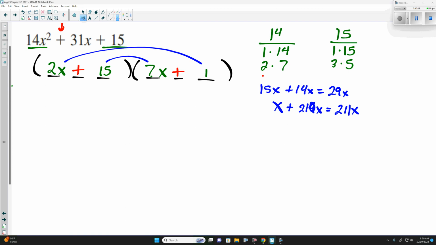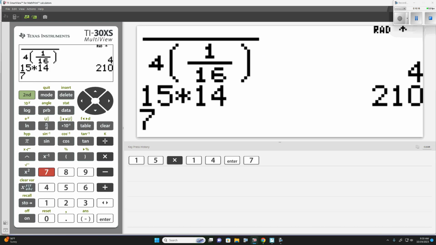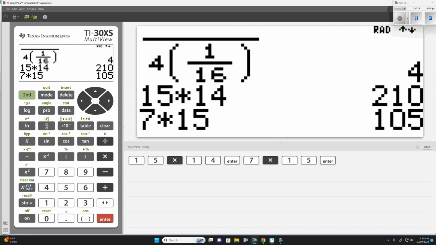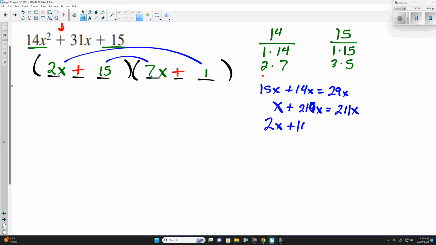2x times 1 is 2x. 15 times 7 is 105. 105x, which gives us 107x. We're trying to get 31. I'm going to say switch 15 and 1, because if we did switch it, we would have 2 times 15, which would be 30, and add 7 to it, we get 37.